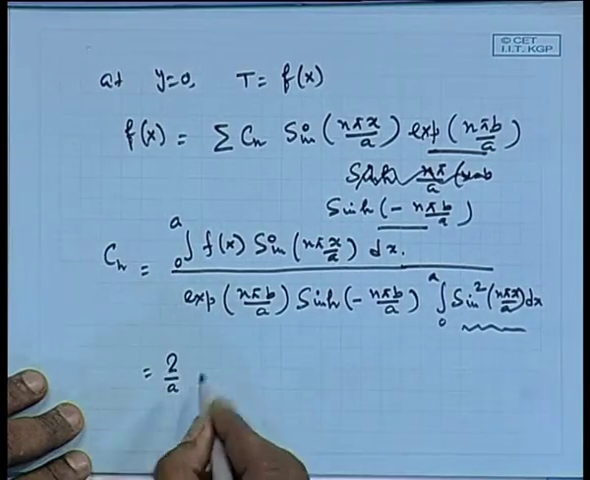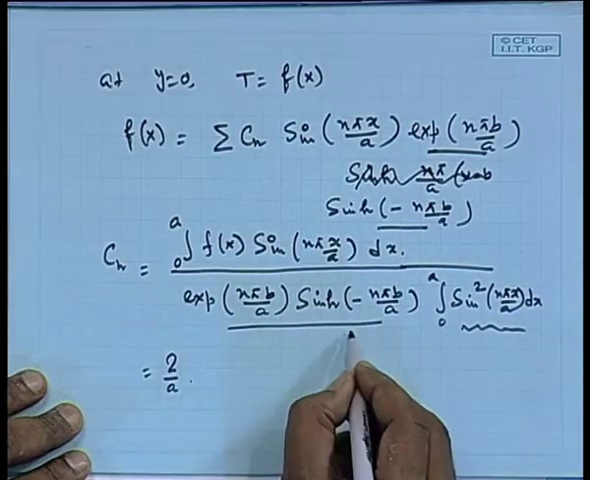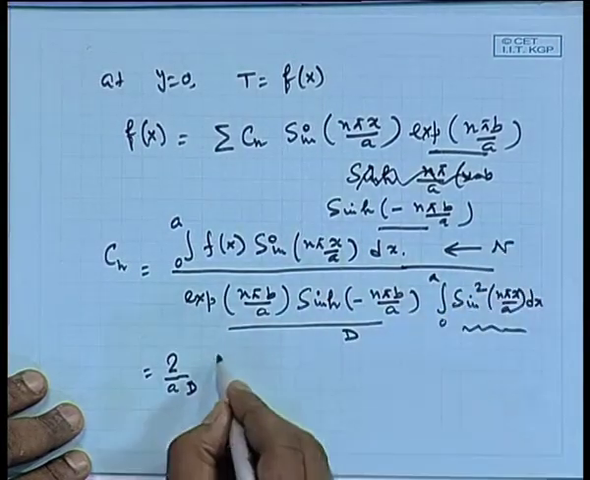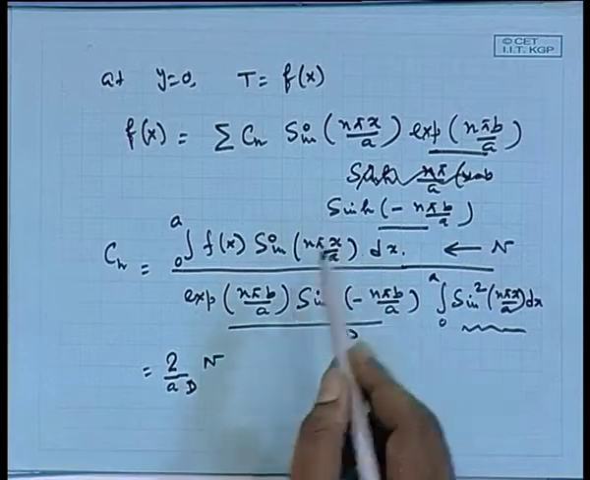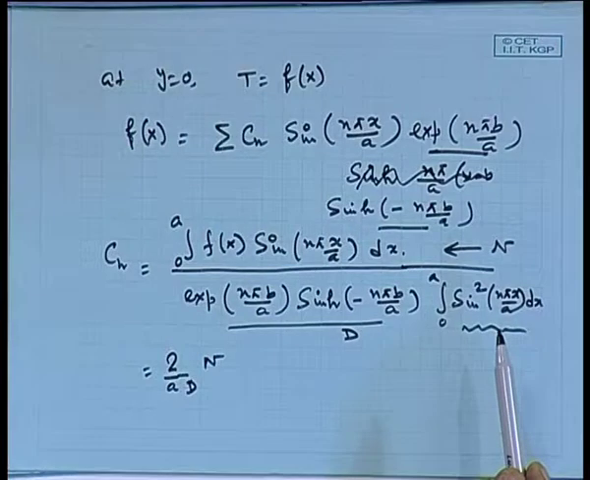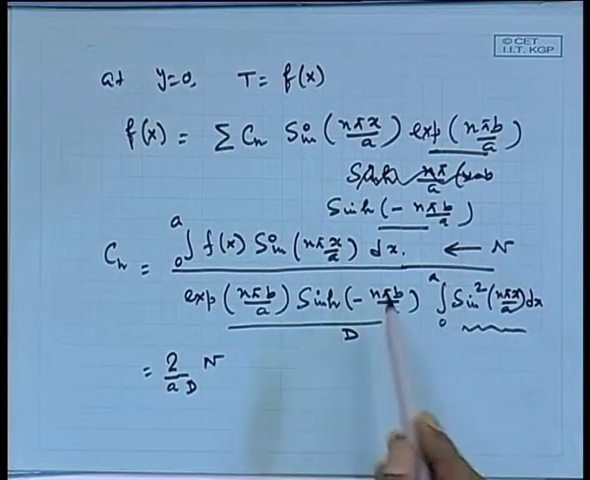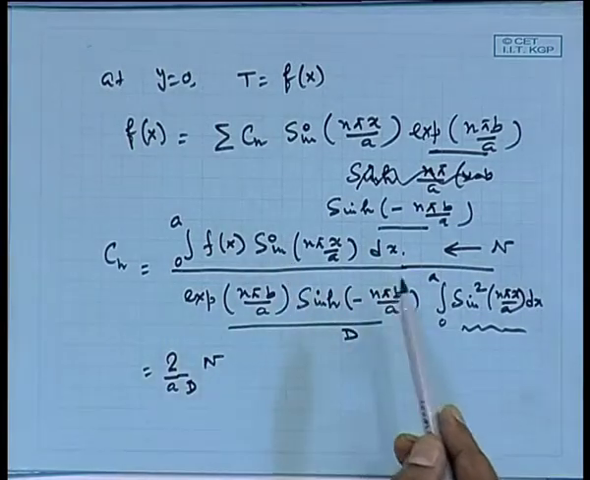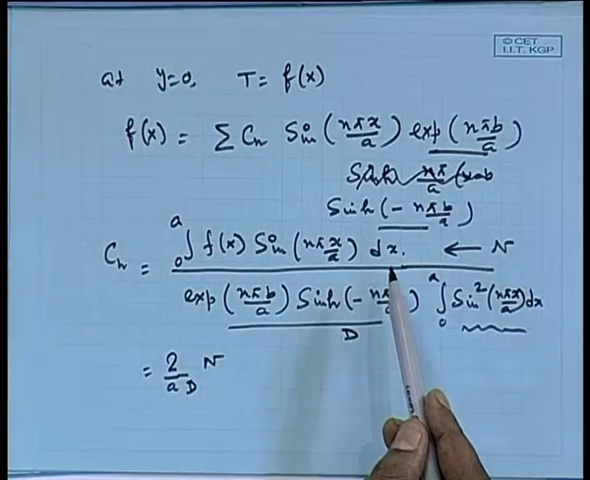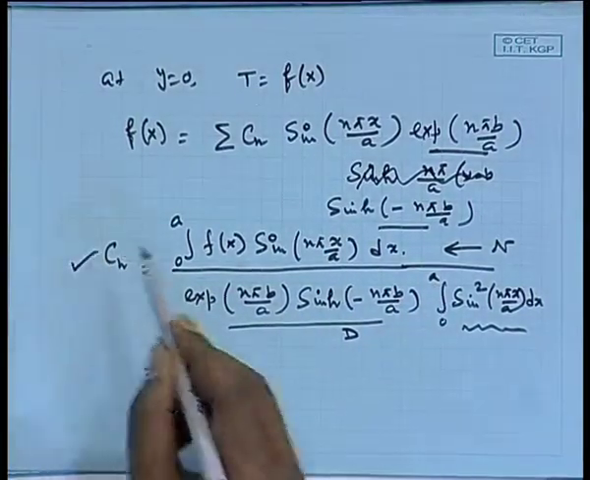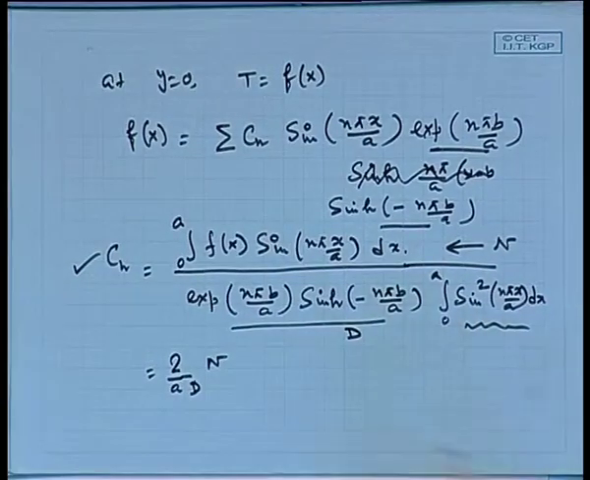So, probably you will be getting 2 by a, all this denominator, I am just denoting it by d, and then the numerator n. So, if this f x is constant, you can evaluate the numerator. If f x is given in any standard function, let us say kx plus c, whatever, you can evaluate this integral analytically. If you have a complicated version of f x, then analytical integration may not be possible. You can do a numerical integration and get the solution. So, C n will be obtained.